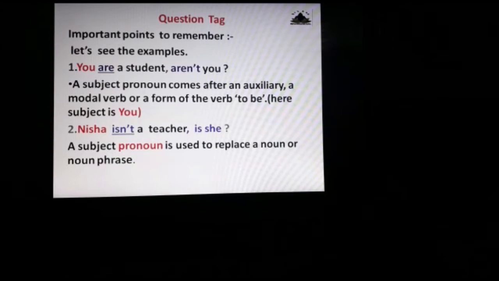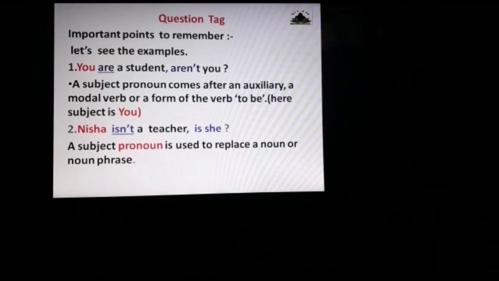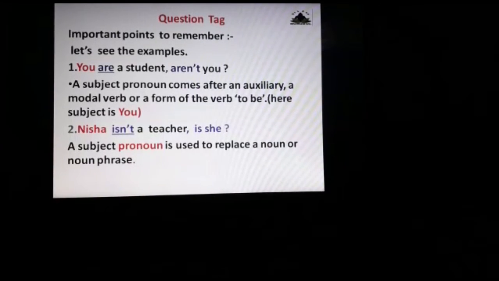Second example, Nisha isn't a teacher. Is she? A subject pronoun is used to replace a noun or a noun phrase. What is the important point over here? In the place of the subject, it is a noun. Nisha is the name of a girl, so it is a noun. So when we need to put a tag to the statement, instead of the noun, we can use a pronoun. A subject pronoun is used to replace a noun or a noun phrase. Now, hope this much is clear to all of you children. We'll wait here for a short break.